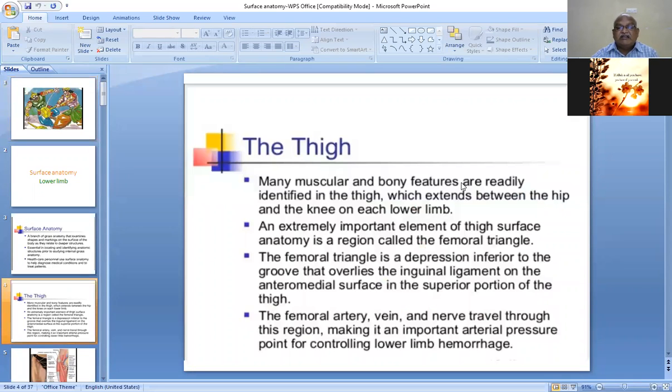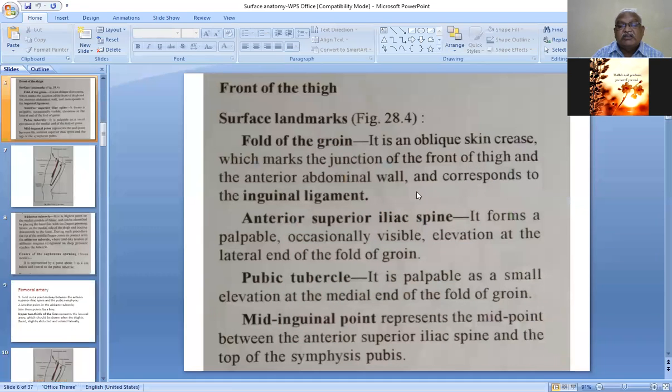Yesterday I started the thigh. Now, front of the thigh. Fold of groin. It is an oblique skin crease which marks the junction of the front of the thigh and anterior abdominal wall and corresponds to the inguinal ligament. Yesterday I told you the junction between the upper part of the thigh and the lower part of the anterior abdominal wall is nothing but the fold of groin. Underlying that area of fold, the inguinal ligament is there.